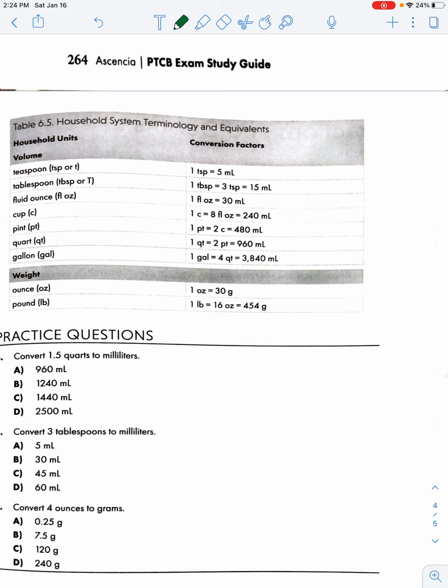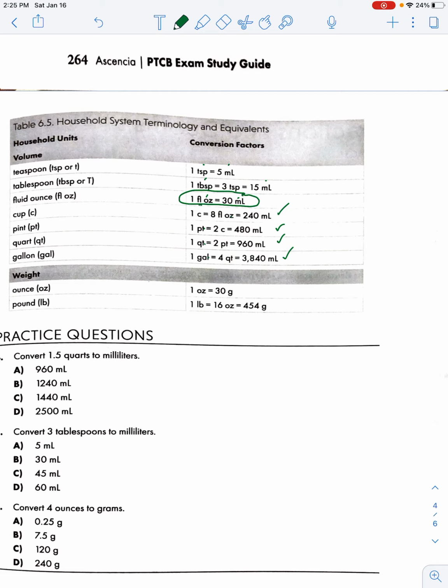So we have more conversion factors here between teaspoon in milliliters, tablespoon in milliliters, fluid ounces in milliliters. This is a common one. 1 fluid ounce is 30 milliliters. 1 cup, 1 pint, 1 quart, and 1 gallon. And actually, if you remember that 1 ounce is 30 milliliters, you can arrive at the values for cup, pint, quart, and gallon, knowing the relationship between those and ounces.